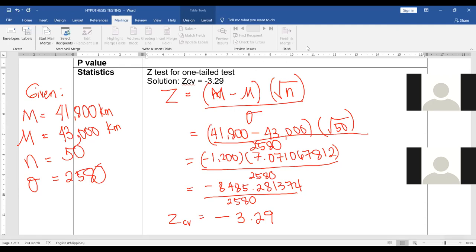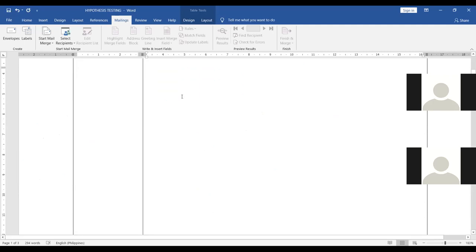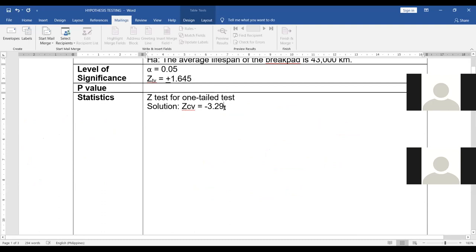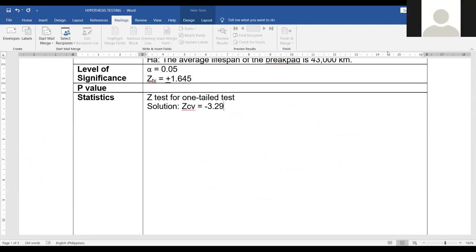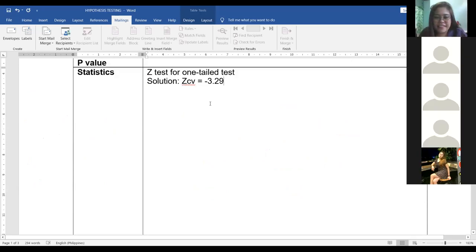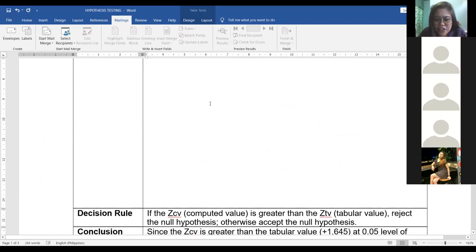Let me clear the writing sa screen ha, kasi I cannot move it. Ayan. Basta let us remember the computed Z value here now is negative 3.29. Now, what is our decision rule again? If the computed value is greater than the tabular value, you have to reject the null hypothesis.